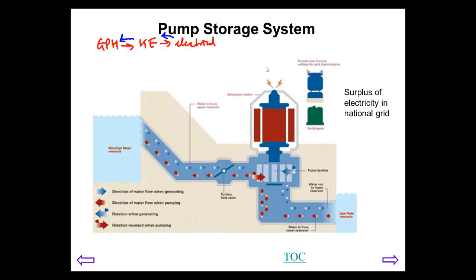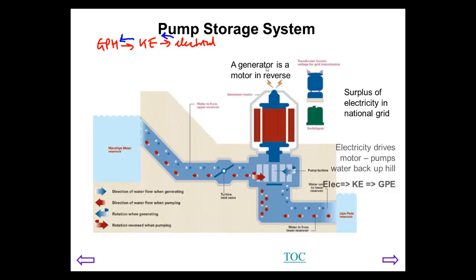However, what happens when there's a surplus of electricity in the national grid? This generator, which basically turns kinetic energy into electrical energy, can work in reverse, and then it's called a motor. So electrical energy that's in the national grid can turn into kinetic energy. The electricity drives the motor, so the water that had moved down into the lower reservoir is pumped back uphill: the electrical energy changes into kinetic, and then it pushes the water up the hill, and we end up with gravitational potential energy.